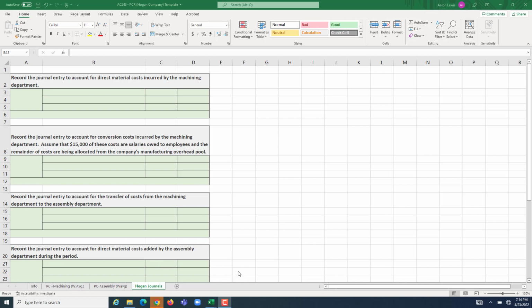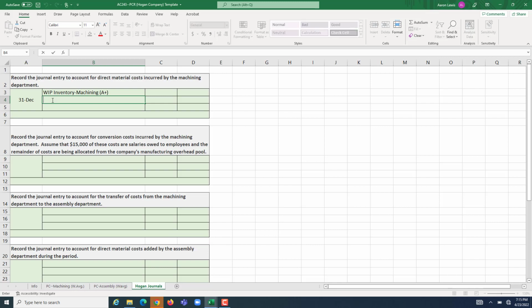In our first entry, we're going to record the journal entry to account for direct material costs incurred by the machining department. We're going to assume this is at the end of the year because we've been doing this for December 31st, so 12/31. If we are accounting for direct material costs incurred, used in production by the machining department, that's an inventoriable cost. So that is going to go into your WIP inventory account. And because we have multiple departments, it makes it much easier to track what is where if you use sub-accounts. So I'm going to call this WIP inventory machining, asset account going up.